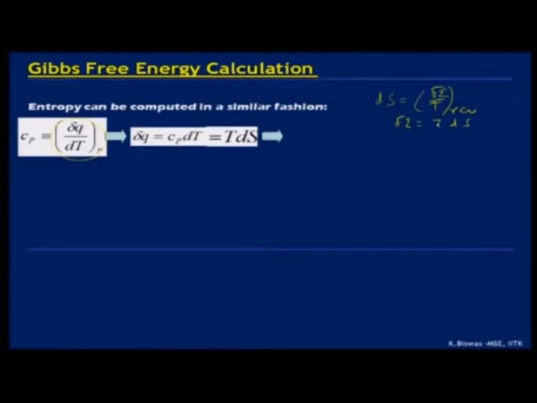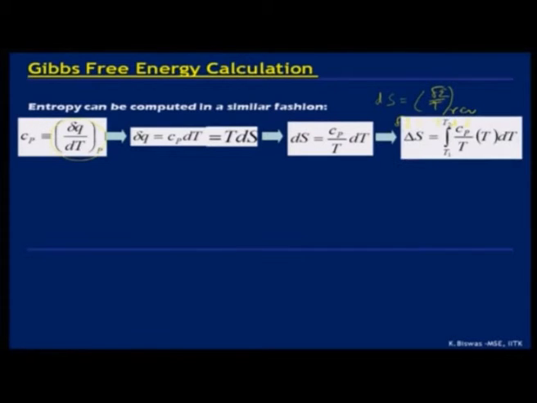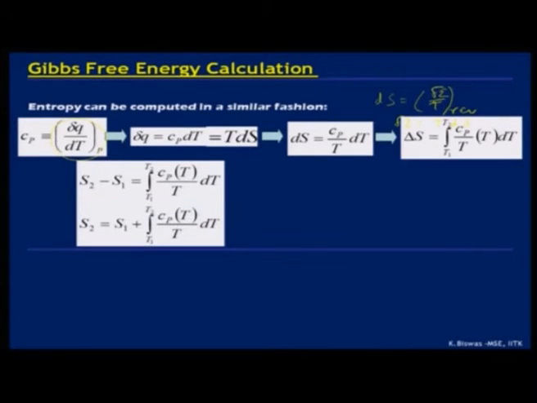So you can clearly see I can get it like this, that dS is equal to Cp by T dT. If I integrate it, I can simply get delta S is equal to the integral of Cp by T dT over T1 to T2. That is why we can easily get entropy: S2 equals S1 plus this integral of Cp by T dT. By this you can simply calculate both the enthalpy and entropy of any system, or any phase rather, using this formalism, provided you know the Cp values.